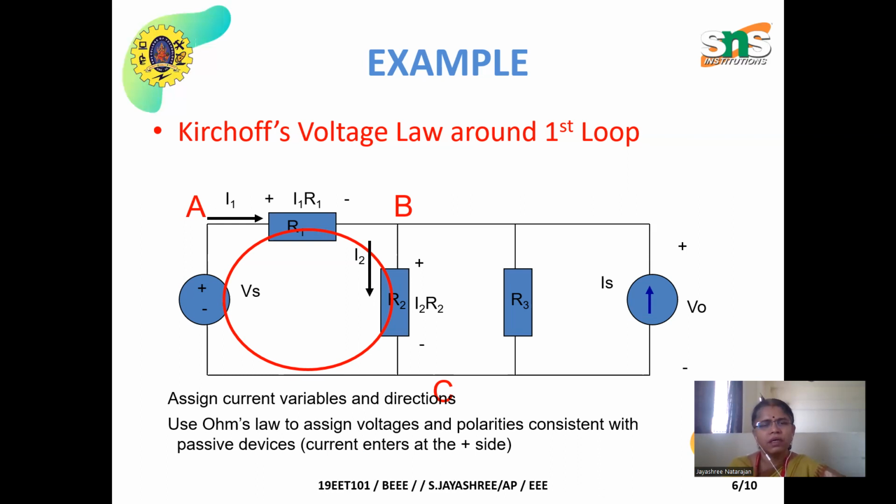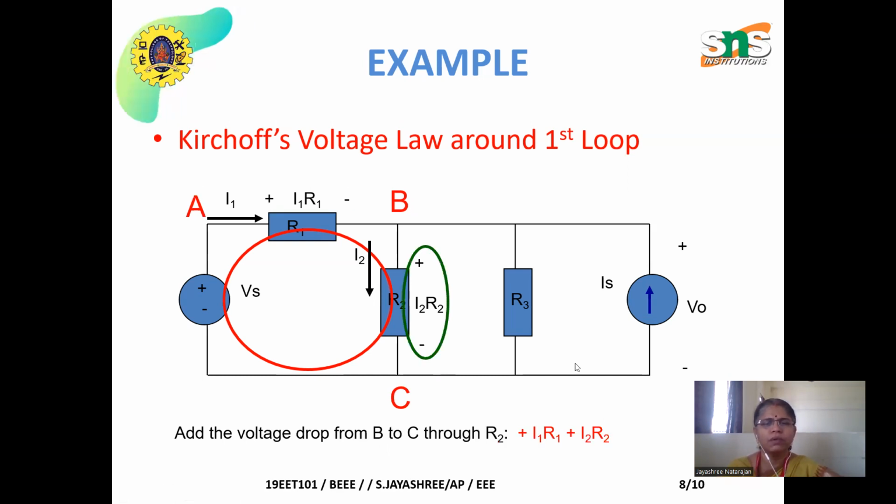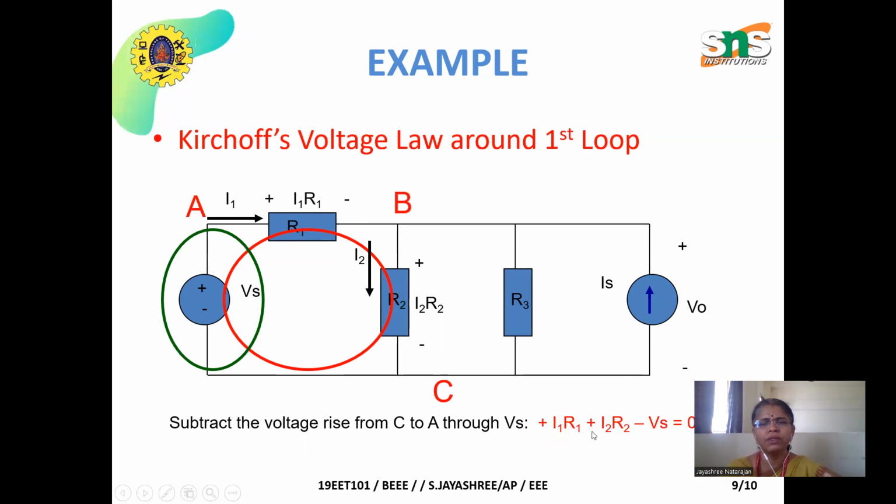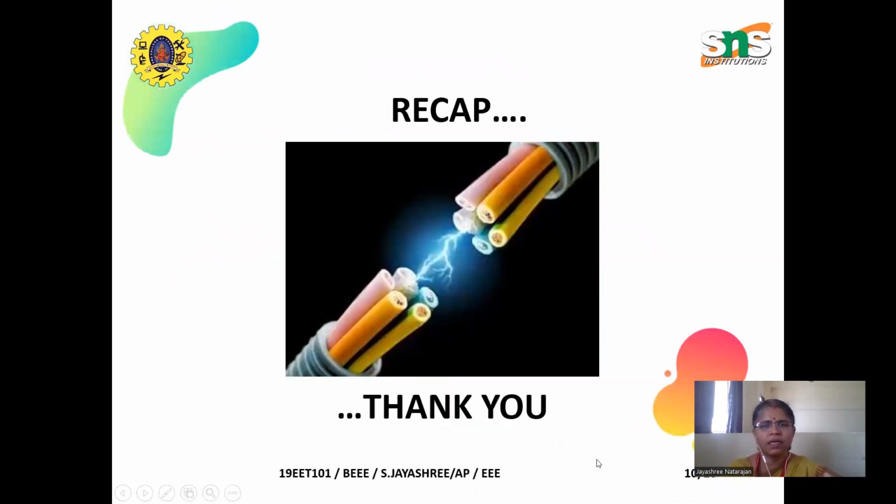Then according to Kirchhoff's voltage law, what is that? The sum of voltage rises equals the sum of voltage drops. In this loop, the voltage rise is Vs, and the voltage drops are I1 R1 and I2 R2. These are all the drops. So what is the final equation? I1 R1 plus I2 R2 minus Vs equals 0. That is, the sum of voltage drops and voltage rise equals 0. Otherwise, we can write I1 R1 plus I2 R2 equals Vs. Either way, we can write like this.